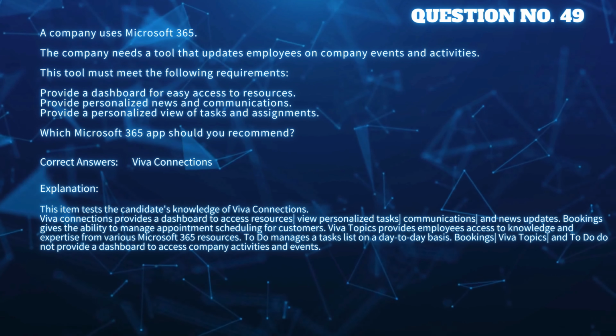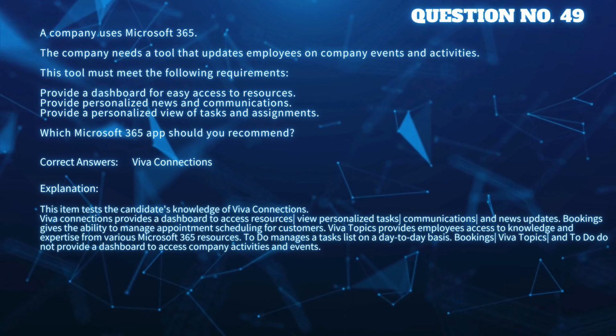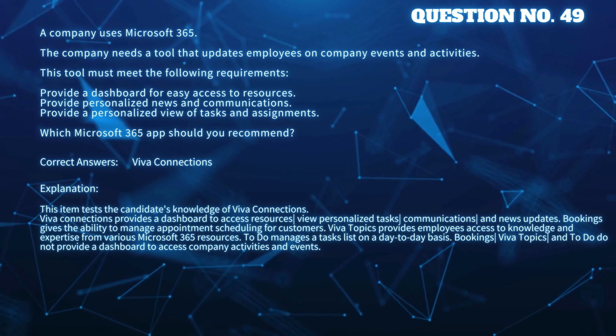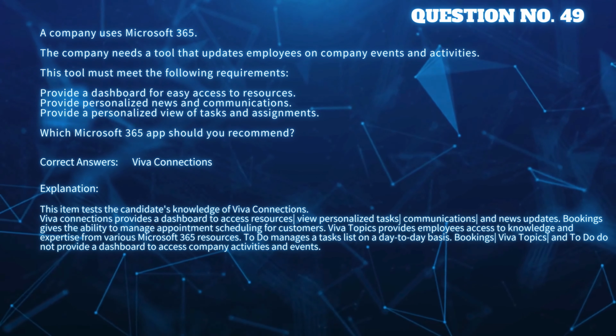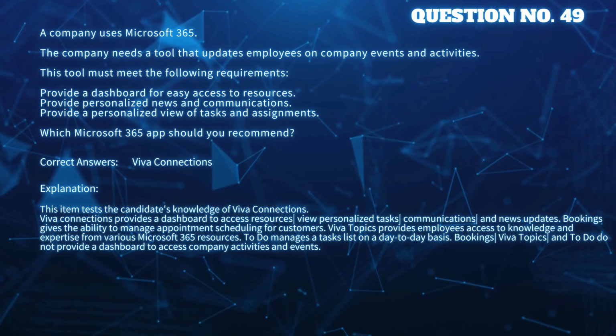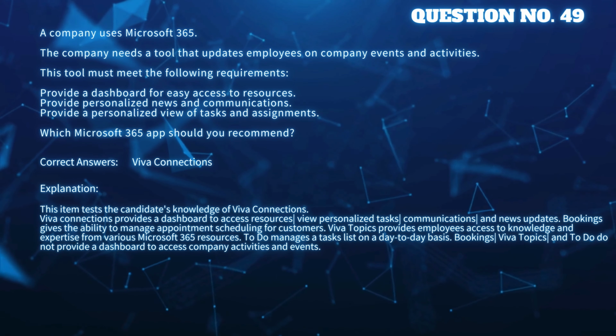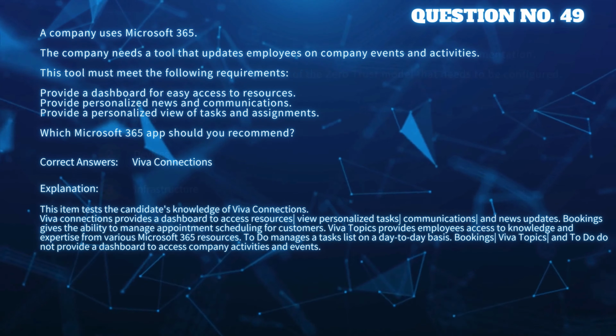Bookings gives the ability to manage appointment scheduling for customers. Viva Topics provides employees access to knowledge and expertise from various Microsoft 365 resources. To Do manages a task list on a day-to-day basis. Bookings, Viva Topics, and To Do do not provide a dashboard to access company activities and events.